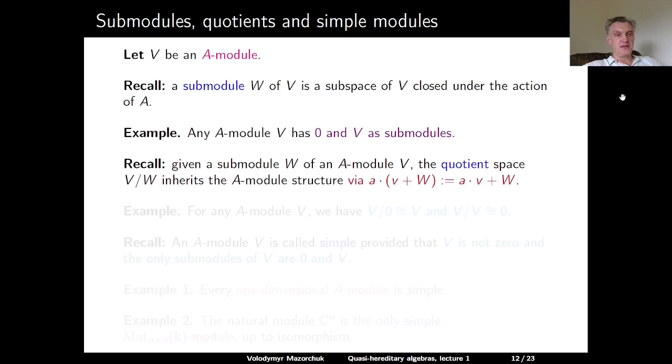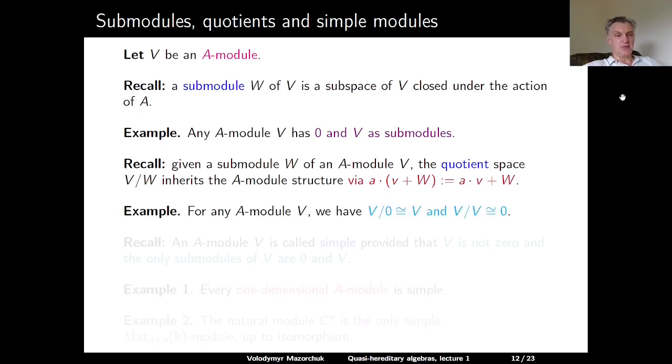Next, recall that given a submodule W of an A-module V, the quotient space V modulo W inherits the natural structure of an A-module as follows. If we take an element a in A and we apply it to the coset v plus W, then we define the outcome as a applied to v, plus W.